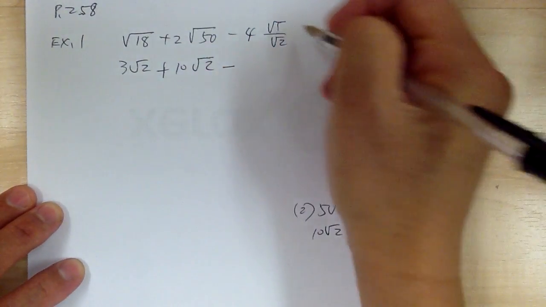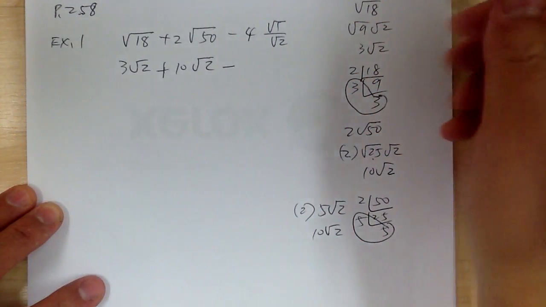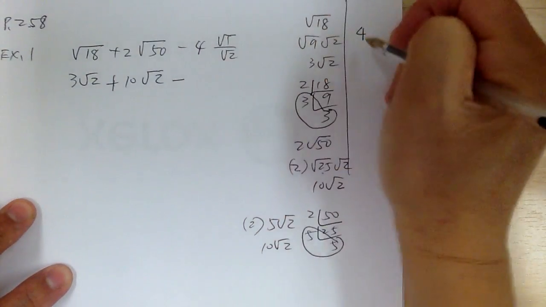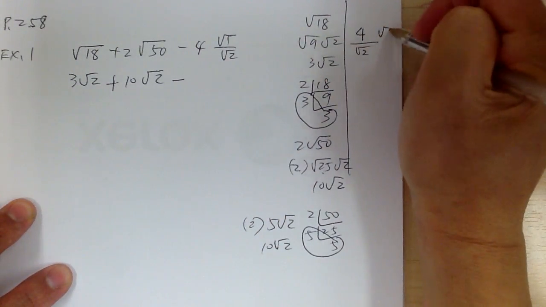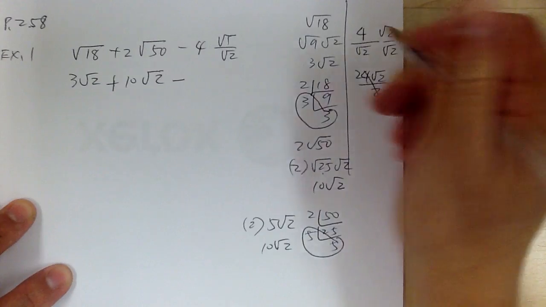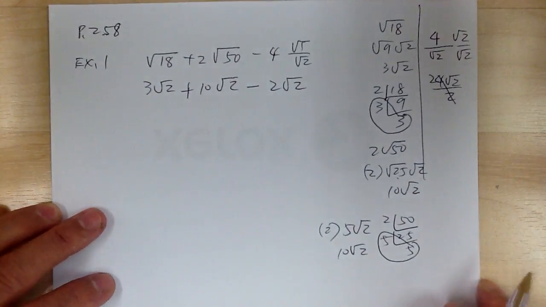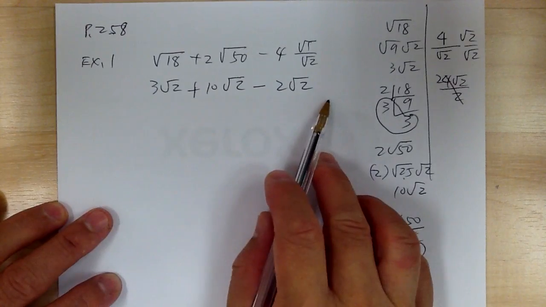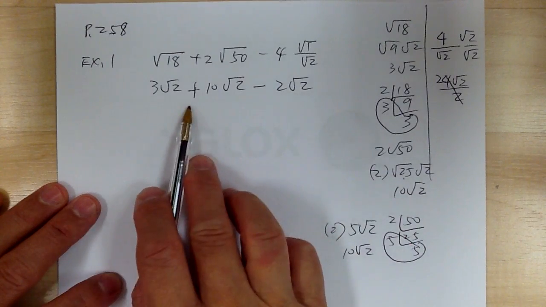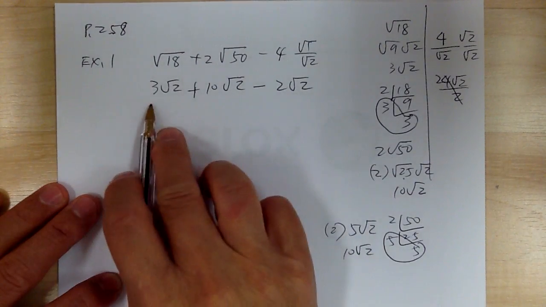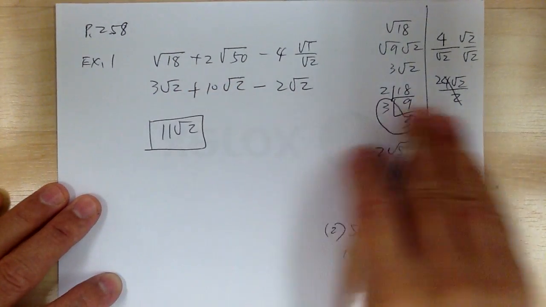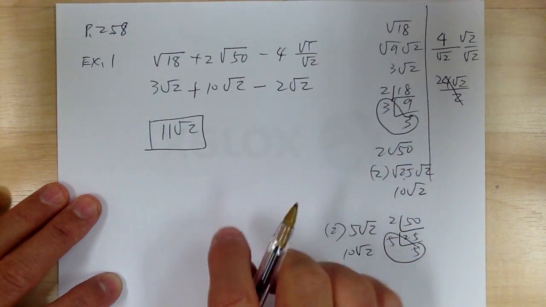And this one over here, you can go off on the side again. So you've got 4, square root of 1 is just 1, over square root of 2. You multiply by square root of 2 over square root of 2. So you get 4 square root of 2 over 2, and this cancels out, so you get 2 square root of 2. Once you simplify each part, then you can add and subtract. This is nice because all of them have square root of 2, so they are like terms and you can just add. You get 3 plus 10 is 13, minus 2 is 11 square root of 2. So go to the side and simplify each term before you add.